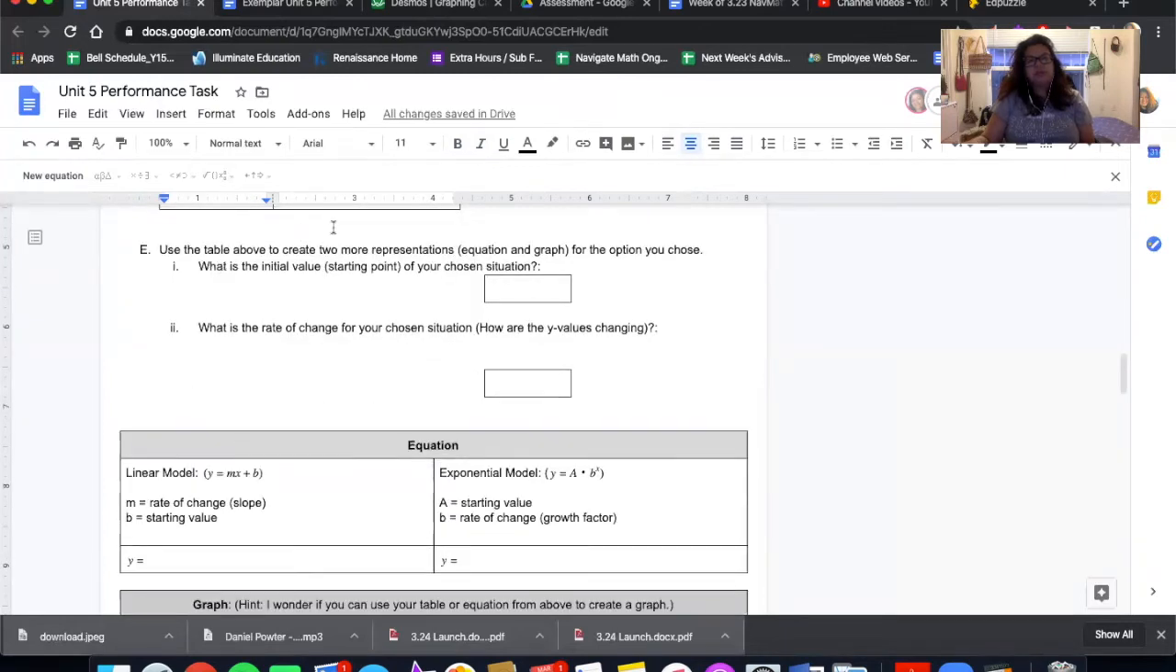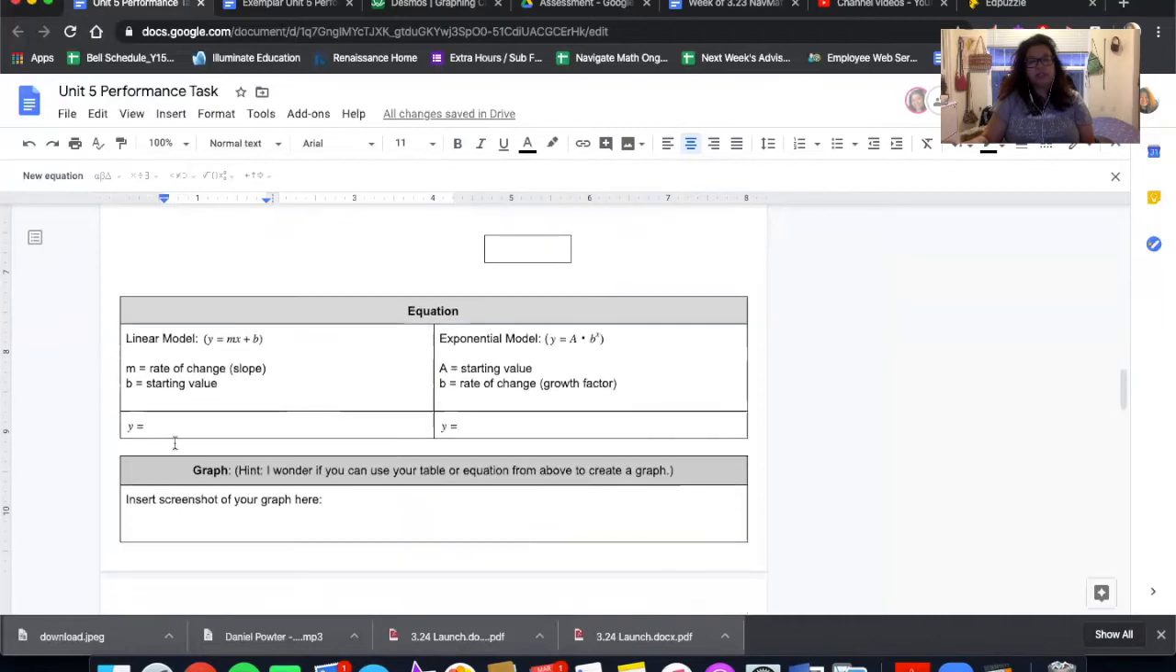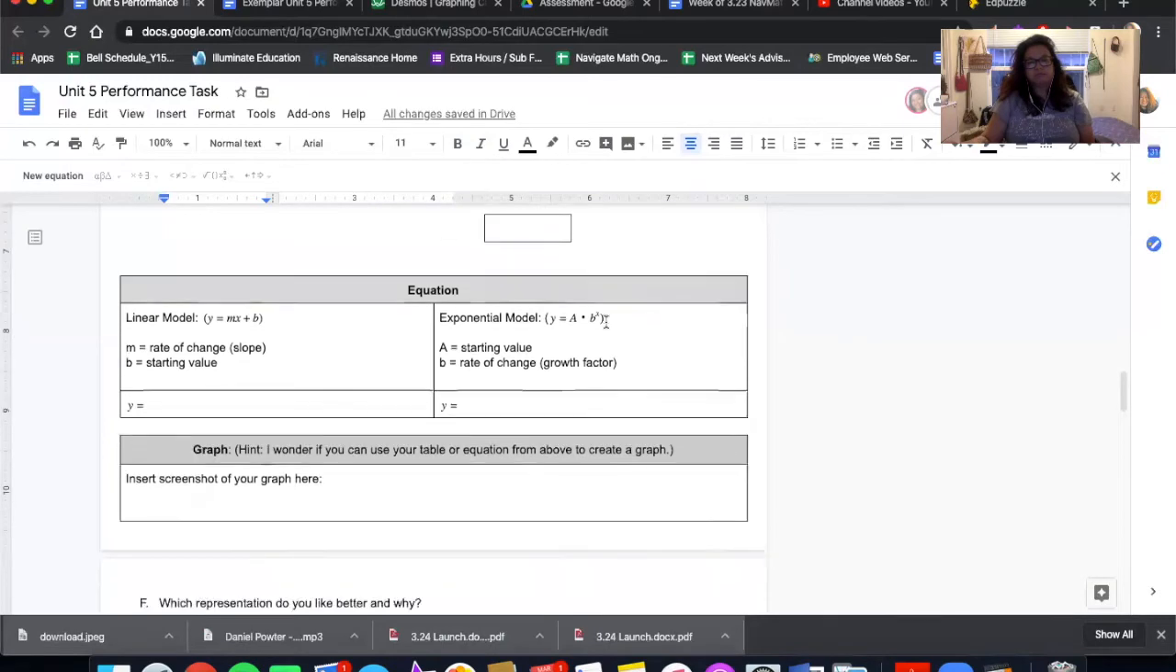Use the table above to create 2 more representations, equation and graph, for the option you choose. So what is the initial value, the starting point of your chosen situation? What is the rate of change for the chosen situation? How are the values changing? Doing this is going to help you set up your equation. And you're going to type your equations into these boxes down here. So depending on the model, if you chose linear model, you should be filling out this box. If you chose exponential model, you should be filling out this box.